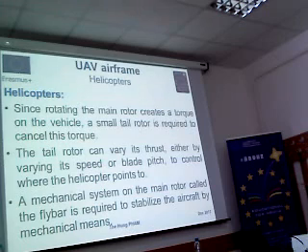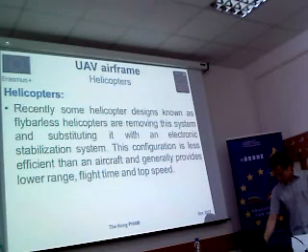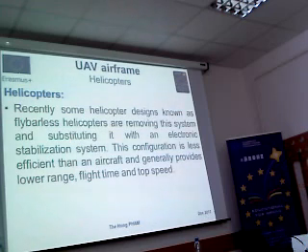So you can see here, since rotating the main rotor creates a torque on the vehicle, a small tail rotor is required to counter this torque. The tail rotor can vary thrust either by varying its speed or blade pitch to control where the helicopter points. And this mechanism is complicated. So nowadays they are using flybarless systems in order to overcome some disadvantages of the helicopter. However, it's still complicated.